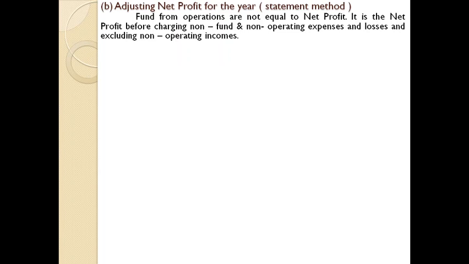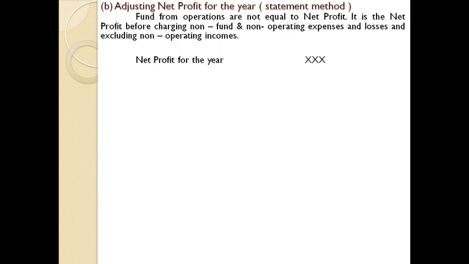In order to identify the actual fund from operations, you need to deduct or remove all the non-operating activities, that is non-operating expenses as well as non-operating income. That is the concept of the fund from operations statement. So it will be prepared like this. It begins with net profit for the year because you are preparing fund from operations on the basis of information given in the profit and loss account. That's why we are following this one.